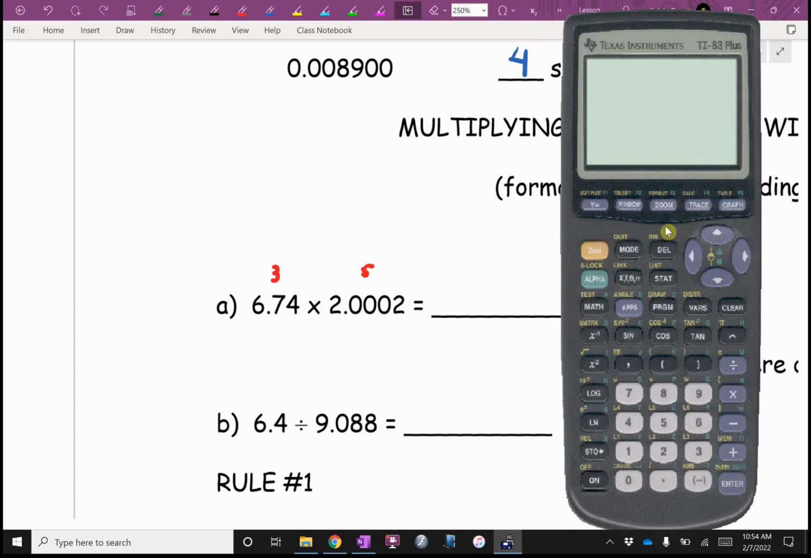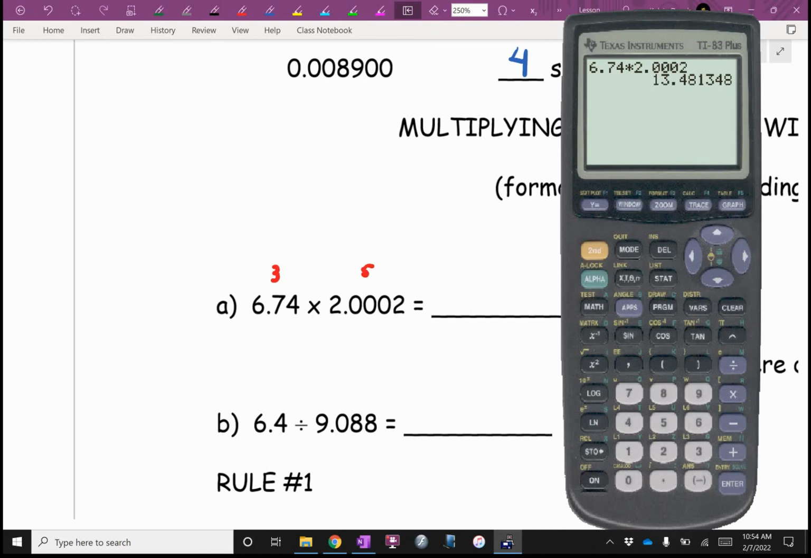You type in the question exactly as they give you. You never round off before you go to your calculator. So 6.74 times 2.0002. And all of our calculators should say 13.481348, unless you have your calculator in a weird mode.